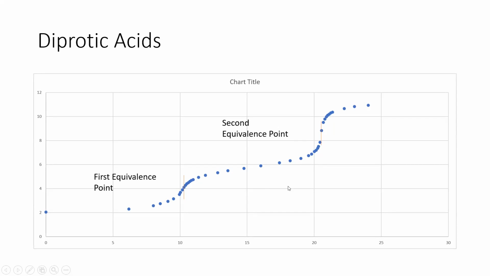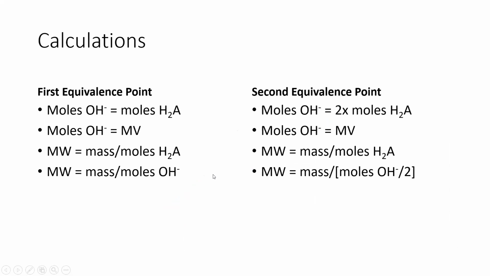In each of these cases, we're interested in what the volume is. So we can take that equivalence point down to the x-axis, and we can see that our second equivalence point is right about 21 milliliters, just shy of 21 milliliters. Notice the first equivalence point is almost exactly half of that, just above 10 milliliters. That's really significant because that means that our stoichiometry is staying the same. With one hydrogen, I have 10 milliliters. With two hydrogens, I have 20 milliliters.